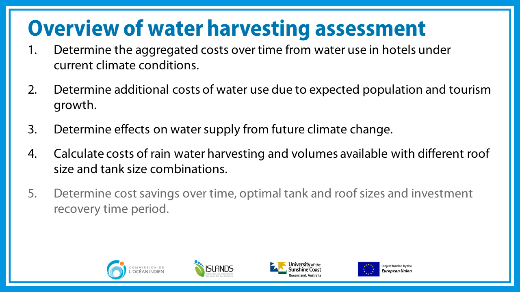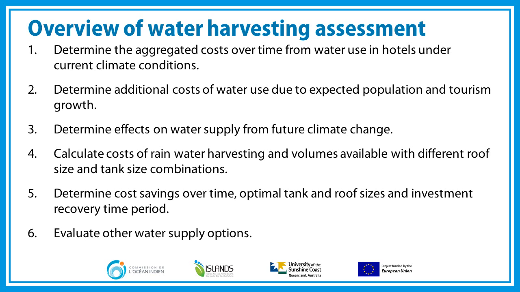The fifth outcome of the assessment will be to compare the costs of installing rooftop rainwater harvesting with the amount of money that would be saved over time as a result of the avoided costs of purchasing water. This will enable us to calculate how quickly the savings in water costs could pay off the costs of installing the rooftop rainwater harvesting. The assessment would also determine the optimal water tank and rooftop sizes and their expected reliability in delivering water.